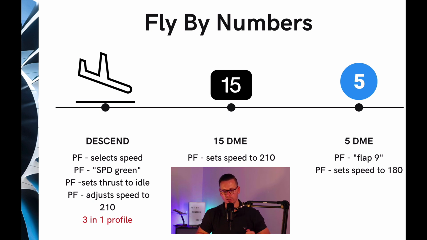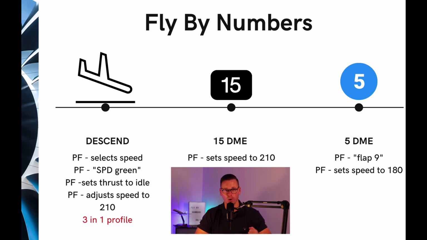The pilot flying then adjusts the speed to 210 knots or 250 knots. I always descend in a 3-in-1 profile, particularly for training. Make life easy for yourself. We know we want to be overhead Charlie Tango Victor at 3,000 feet. We're at 15,000 feet. Therefore, we've got 12,000 feet to lose. 36 miles for me is a good time to start the descent.